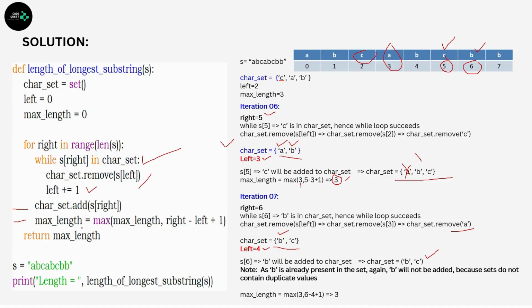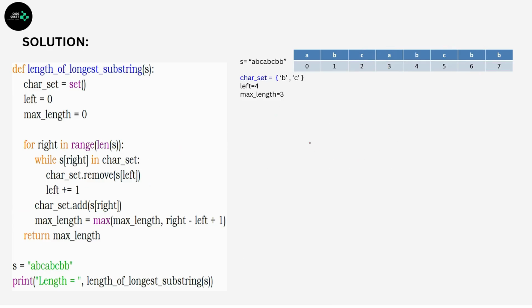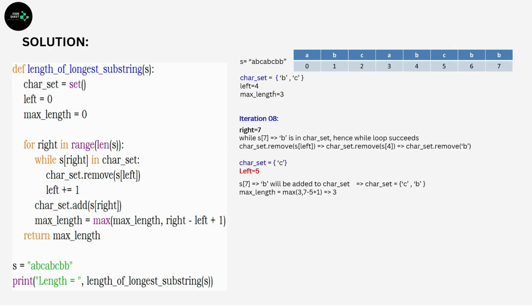Now coming to the max length calculation, when I see max of, what is the max length as of now? 3. What is the right? 6. What is the left? 4. 6 minus 4, 2 plus 1, 3. Once again max of 3 and 3, the result is 3 here. So by the end of your iteration 7, we see that set is holding B C, left has updated to 4 and the max length is 3 now.